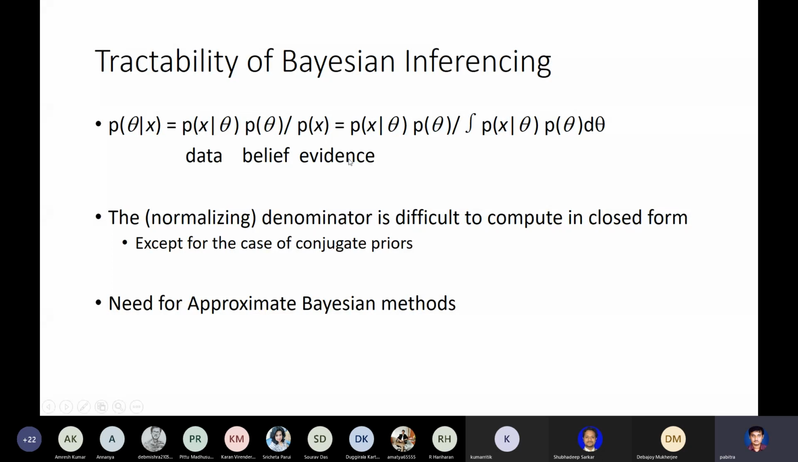And so even though P(x given theta) and P(theta) may be simple or assumed or known, this integration may be computationally difficult. It might be difficult to form a closed form expression for this. Also, you may ask, why do I bother about a closed form expression?